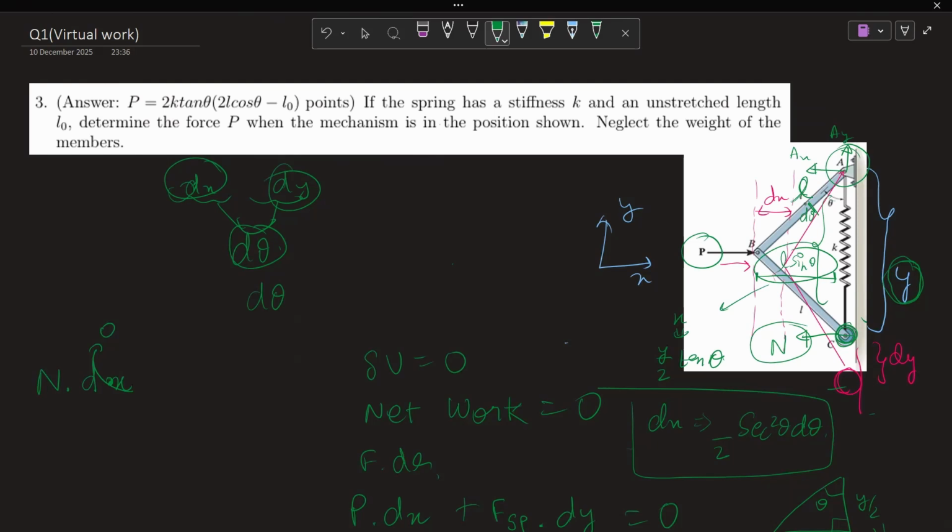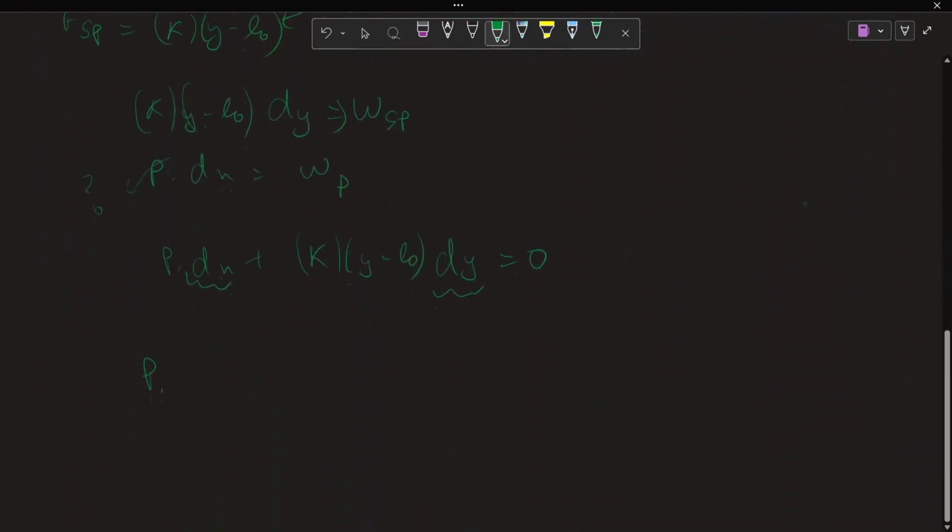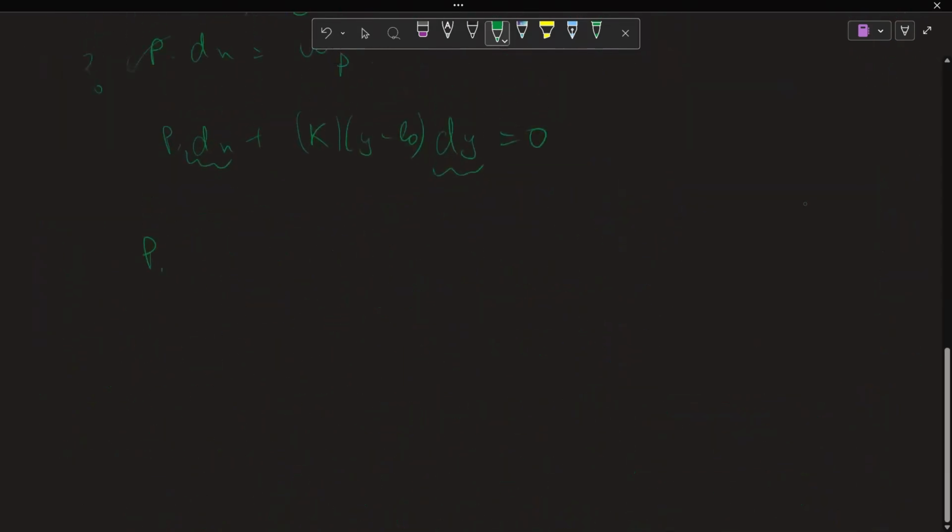So differentiate this only. Differentiating L sin theta, dx is L cos theta d theta. And we have y as 2L cos theta, differentiating y gives minus 2L sin theta d theta. That gives dy and dx. Just put it in the expression that we have made. P dot dx. What was dx? L cos theta d theta.